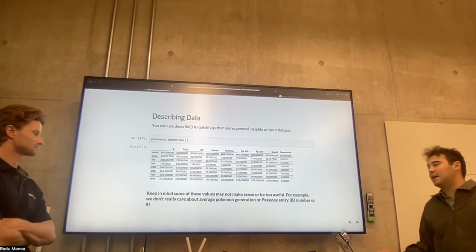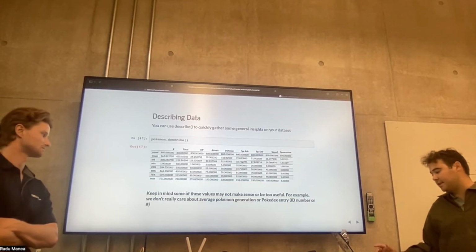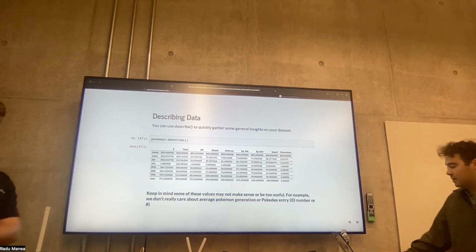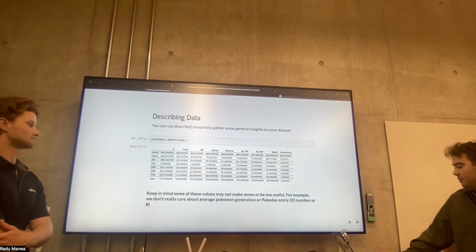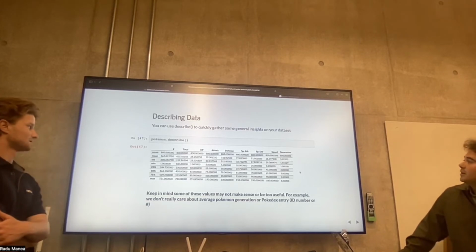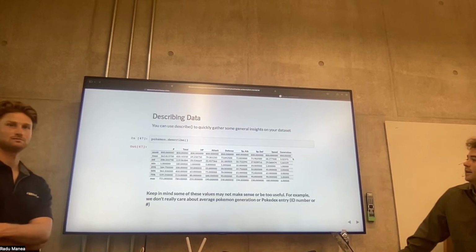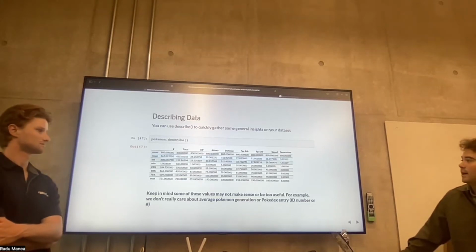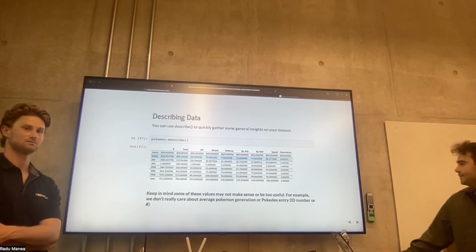And lastly, keep in mind that some of these values may not make sense or be too useful. For example, we don't really care about the average Pokemon generation or Pokédex entry. So just be careful that whatever column you're working with, these values actually make sense for that kind of data.